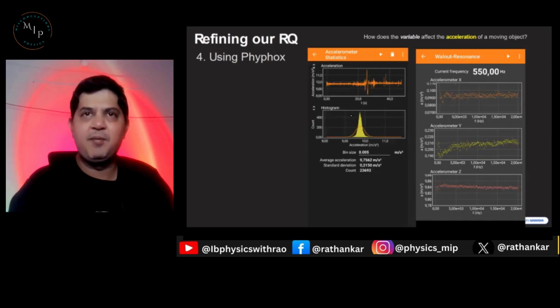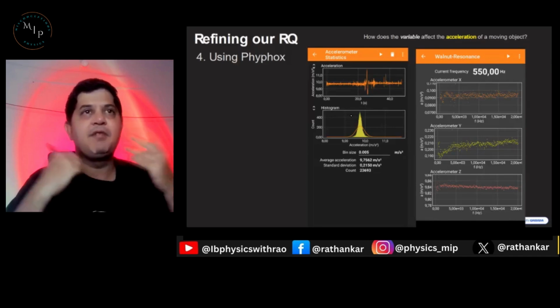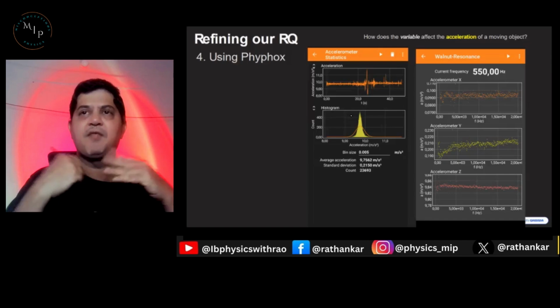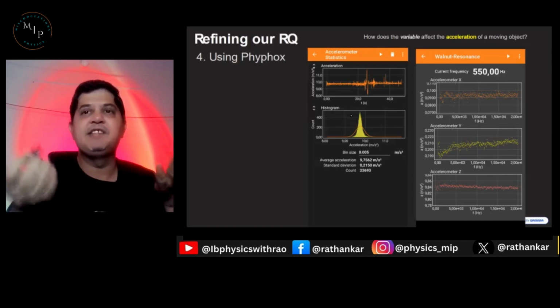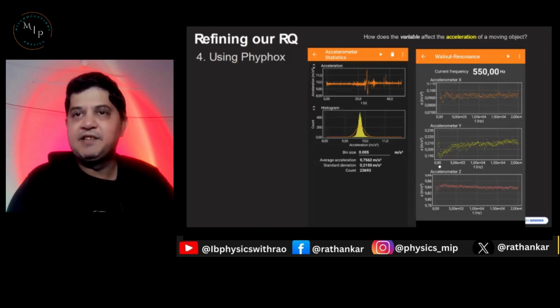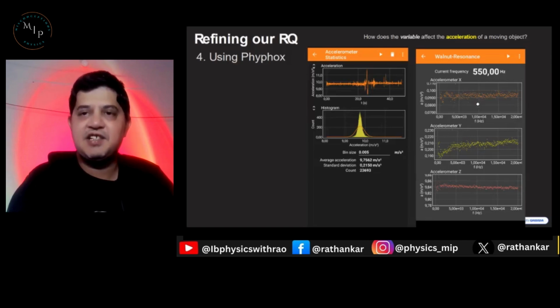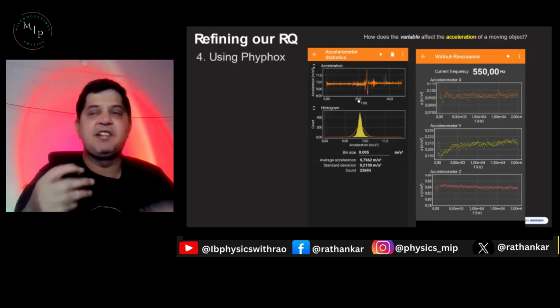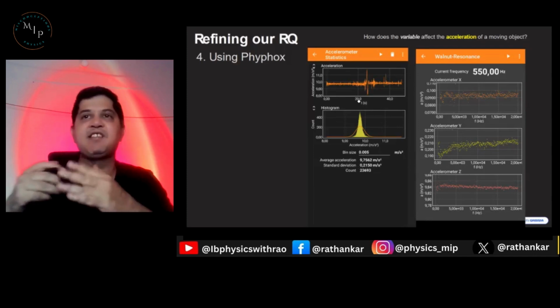What is an accelerometer? It finds out the acceleration directly. So far, what are we worried about? We cannot find acceleration, but here you can easily find it out. This gives you a plot of how the acceleration changes with time. It also tells you the different types of acceleration with respect to time: you can have an x acceleration, y acceleration, z acceleration.